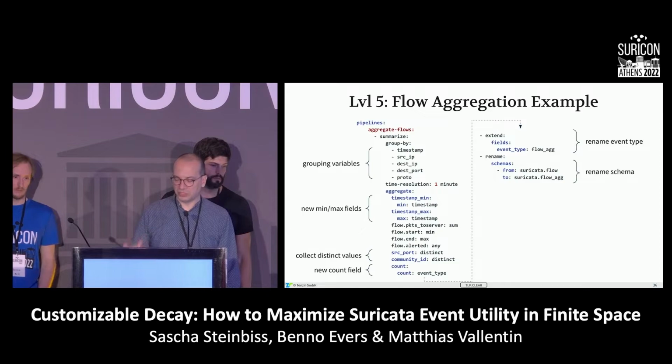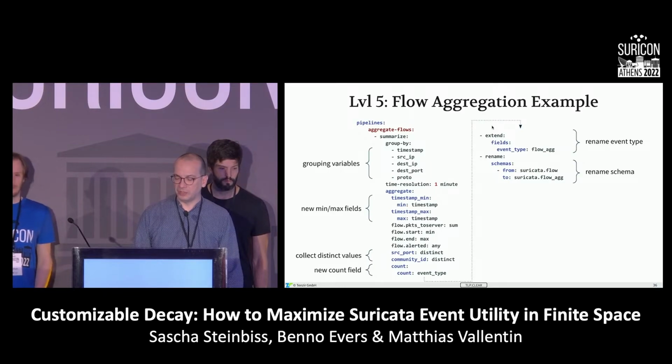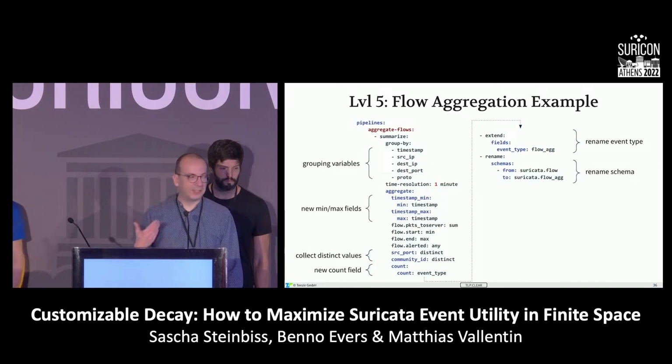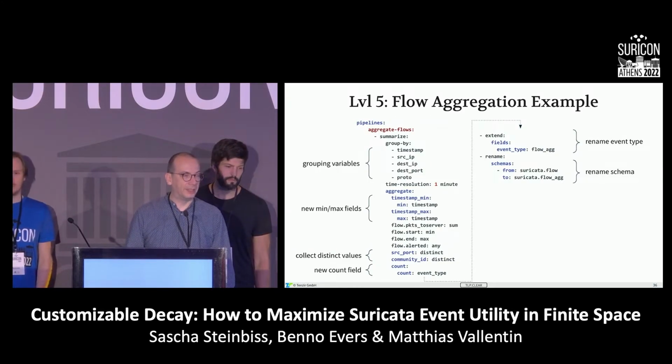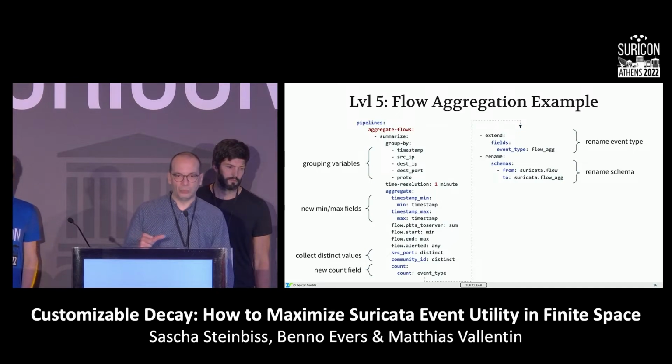And what we do at the end, which is the right side of this configuration, is simply change the event type from flow to flow ag and move it to a new schema within VAST itself. So that's an example for one pipeline, and there are, of course, equivalents to this for all the other eve JSON types, tailored towards the fields that are in there.